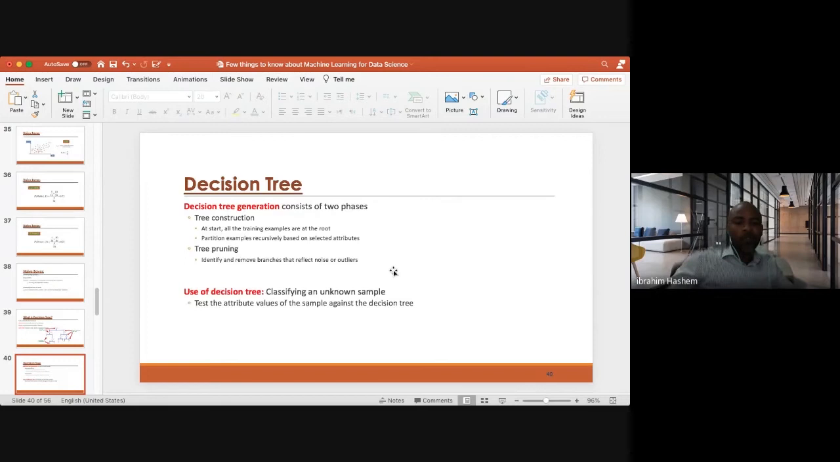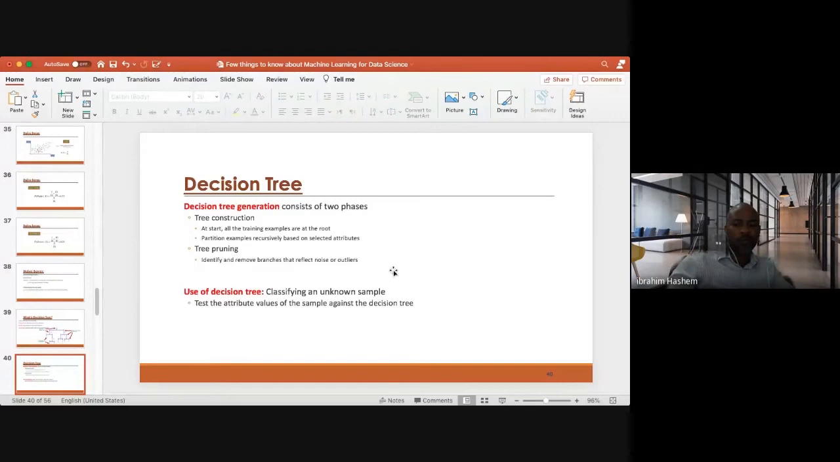Once we build the decision tree, we have to use it. A decision tree is just rule based, meaning we extract a set of rules from the tree that we create, and we use these rules to accurately predict or classify the new class label.